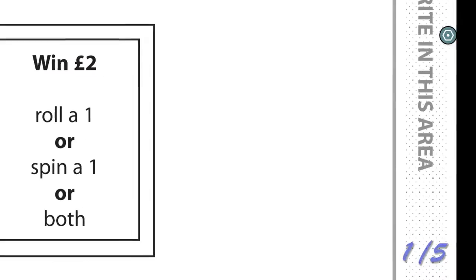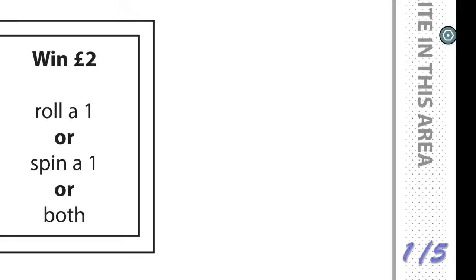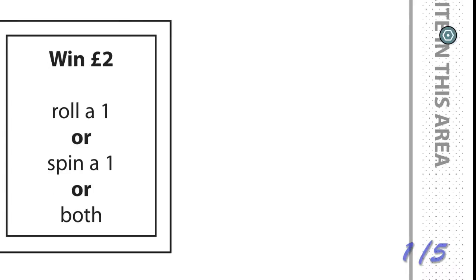Winning £2 is a little bit more complicated. A lot of people make the same mistake in this part and think that if you roll a 1 or spin a 1, you can just ignore the both and just add the probability of rolling a 1 to the probability of spinning a 1. It doesn't quite work. It's a little bit more complicated than that. Let's have a look why.